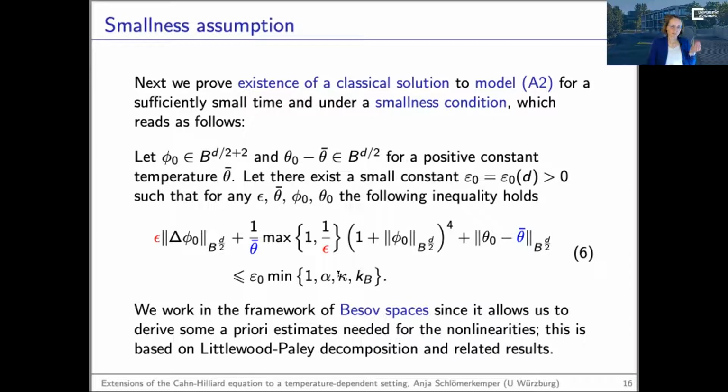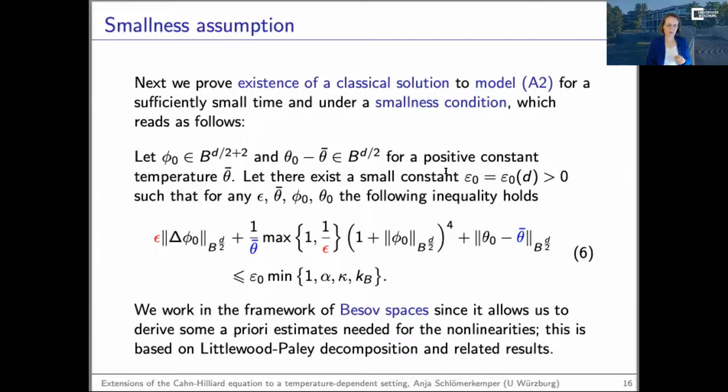and the Boltzmann constant. And then on the left-hand side, we have this parameter epsilon, which is related to the thickness of the interface. We have the Laplacian of phi0, and then we have here the 1 over theta bar times the maximum of 1 and 1 over epsilon, which will become large if epsilon is small, obviously. And we have here some contribution from the initial data of the phase field. And over here, we have a contribution which should be small, which is saying that theta 0, the initial condition, should be close to this theta bar.